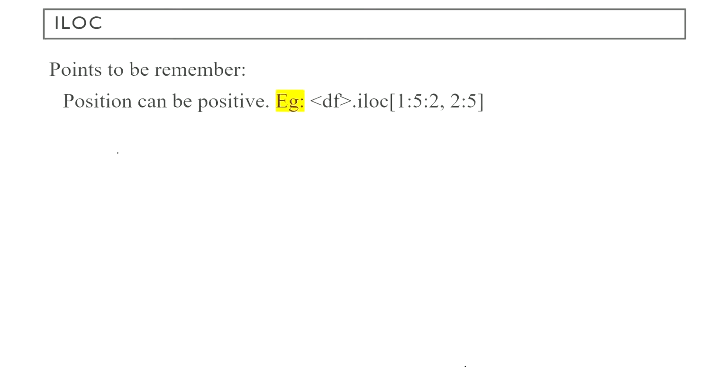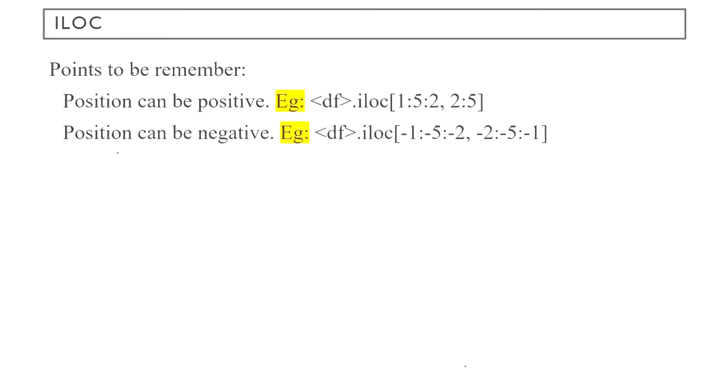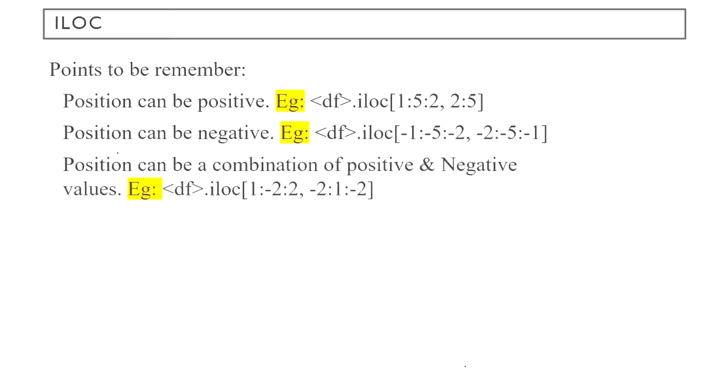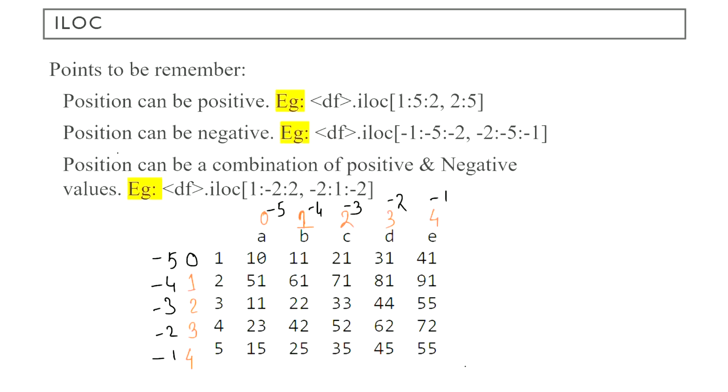So let's see about iloc. Certain points we need to remember in case of iloc. Position can be positive or negative. Here you see 1 colon 5 colon 2, all are positive. It can be negative also, a combination of negative, or a combination of positive and negative. One more thing you must remember in case of a data frame is that a data frame has two types of index. I believe we already know that it has a forward index as well as a backward index.